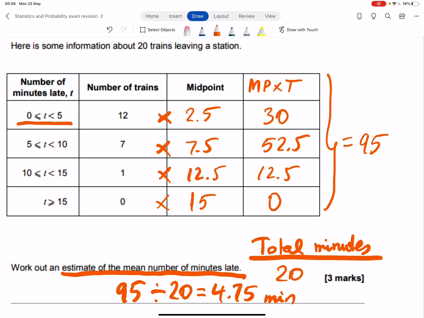This is called an estimate of the mean because we were finding the midpoint in every class interval. We didn't know exactly how many minutes late each train was, but it was from 0 to 5 minutes, from 5 to 10. So you do this all the time when we have class intervals. You go for the midpoint in each class interval when you work out the mean.